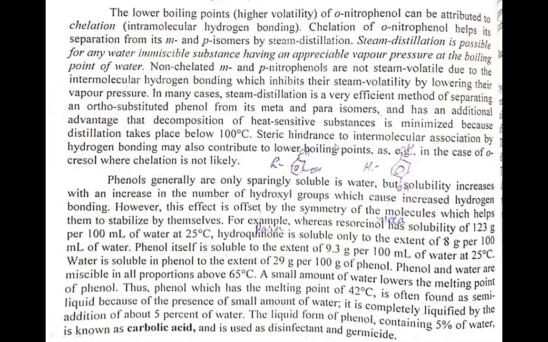Next, looking at steric hindrance: steric hindrance to intermolecular association by hydrogen bonding may also contribute to lower boiling points. If we have two OH groups at the meta position or at the ortho position, there will be steric hindrance, so the molecule will form less intermolecular hydrogen bonding. Due to this reason, the molecule may have lower boiling points.